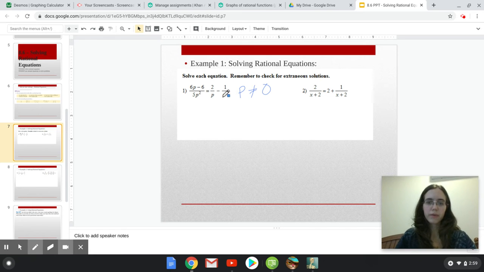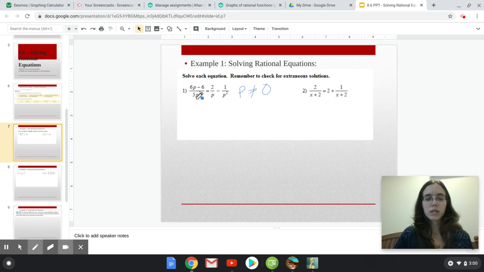So let's do this. In general, when we're solving rational equations, we're going to find our common denominator first, and then we're going to multiply each fraction by that common denominator. That will essentially get rid of denominators altogether, and then we can just solve from there. So let's look at that.